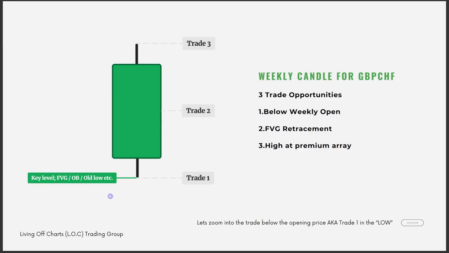So that weekly candle for GBP CHF has 3 trade opportunities. The first one is below the weekly opening candle. Like I just showed you, once it hits that daily fair value gap with SMT, that is that first trade opportunity. The next one is in the expansion of this weekly candle, the fair value gap retracement. That is another opportunity. And then the high at the premium array is the third trade opportunity, which is capping the range of the weekly candle and then a slight retracement lower. So let's zoom into the trade below the opening price, and that is trade number 1 in the low.